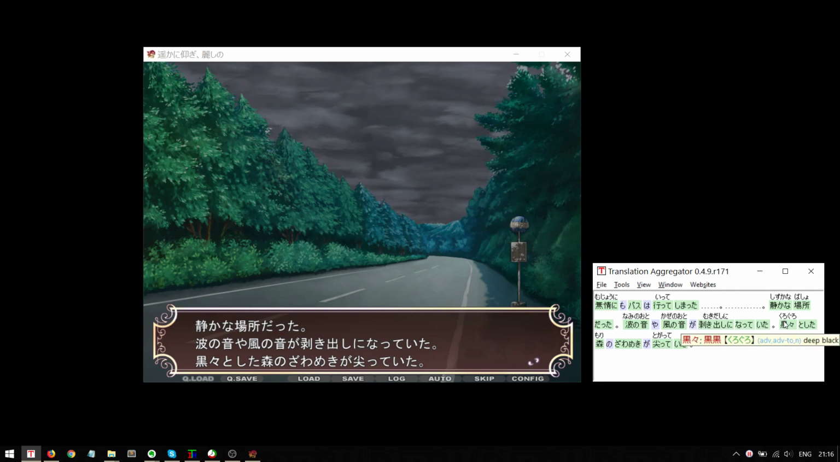Kuroguro means deep black. It means very black. Kuroguro to shita mori no zawameki ga togatte ita. Zawameki is kind of like the sound of a crowd stirring. It can be murmurs, or it can be just the sound of stuff brushing against each other, and that's the case here. So it's the sound of the trees and the leaves brushing together. And that is ga togatte ita.